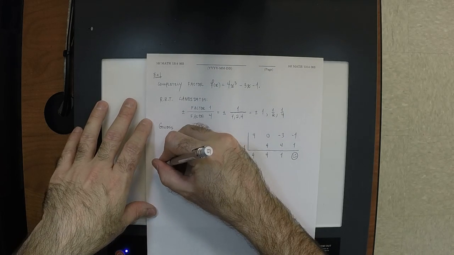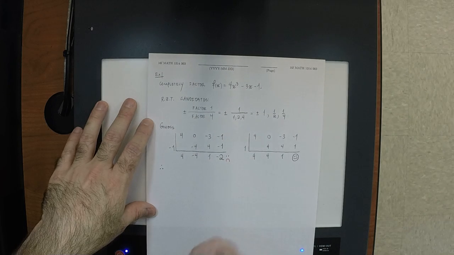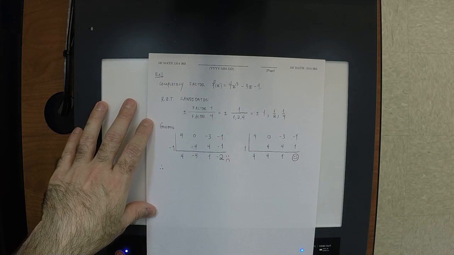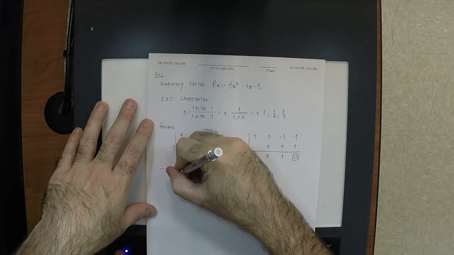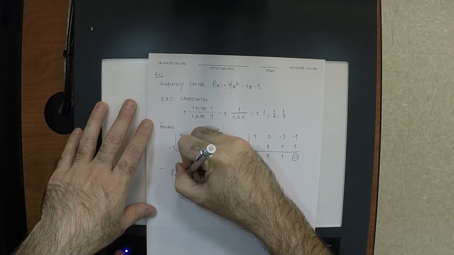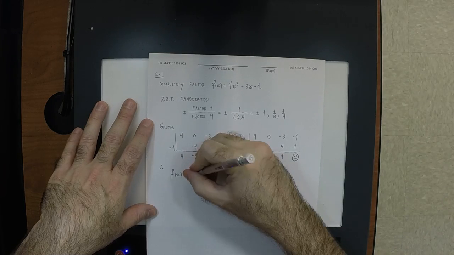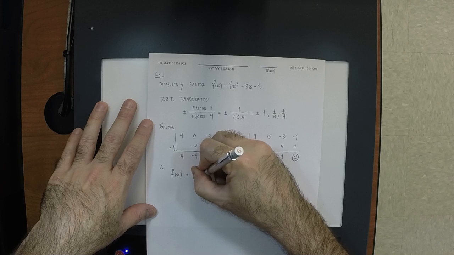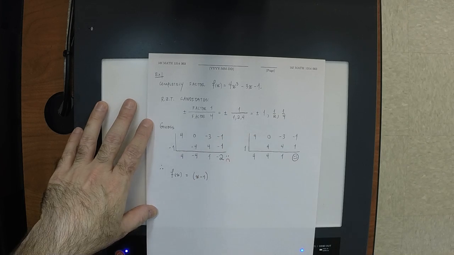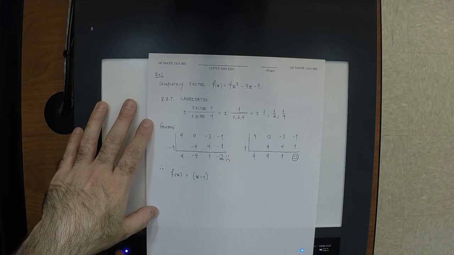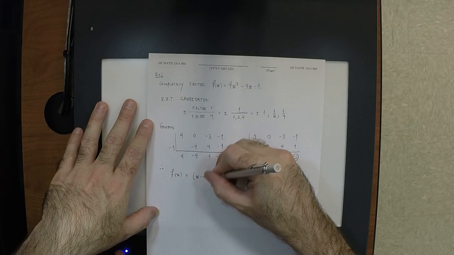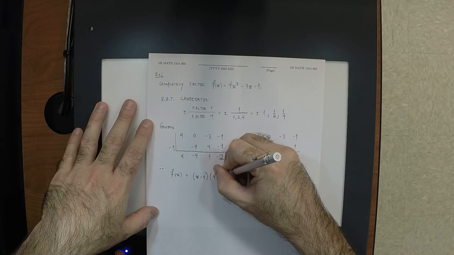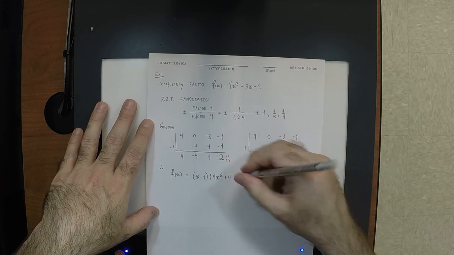So what does that tell us then? That 1 is a 0. Right? It tells us that 1 is a 0. So we know one of the factors. What's one of the factors? X minus 1 is a factor. And that's good, but we can do even better because we also know the other factor. What's the other factor? Yes.